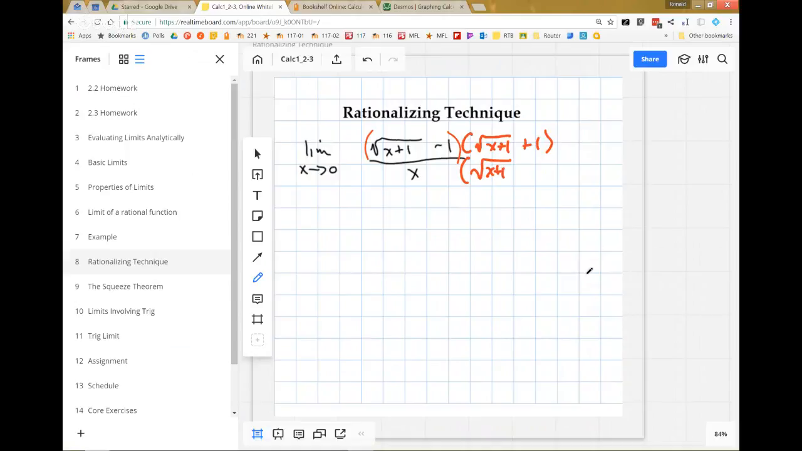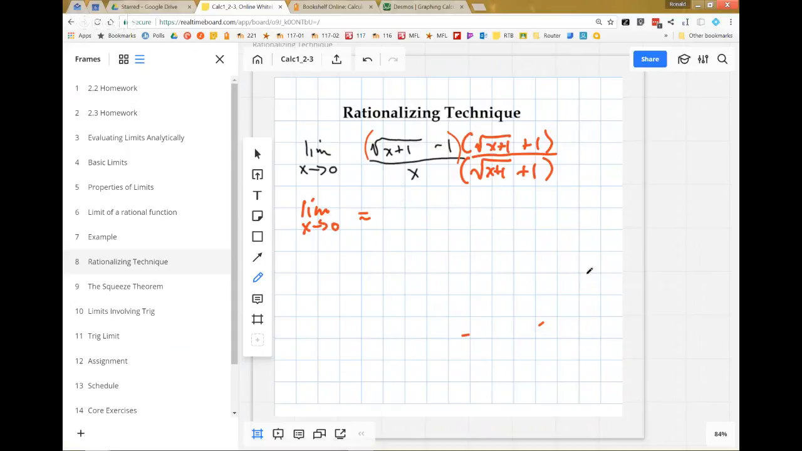You can't just willy-nilly multiply the top by something, but it's totally legal because I'm multiplying top and bottom by that, which means I'm multiplying the fraction by 1. Okay, so now what happens? Well, we get the same thing. You still need the limit notation here.